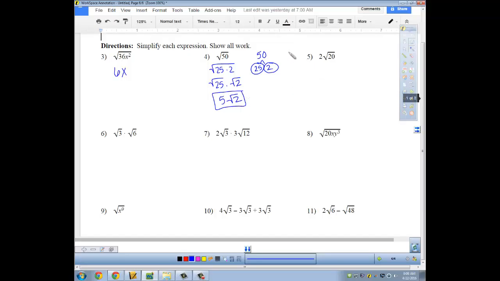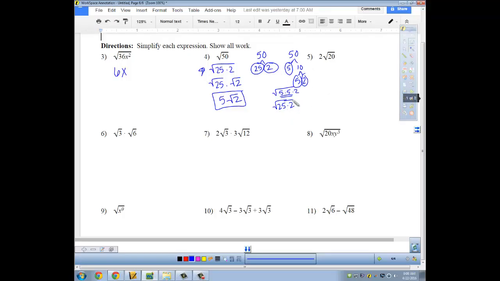If you had chosen, say, 5 and 10 as your factors, that's fine. You just have to factor it a bit more. 5 is prime. 10, you have 5 and 2. So this would have factored into 5 times 5 times 2. Remember, you want to look for pairs. So 5 times 5 is 25 times 2. So we end up where we were over here.